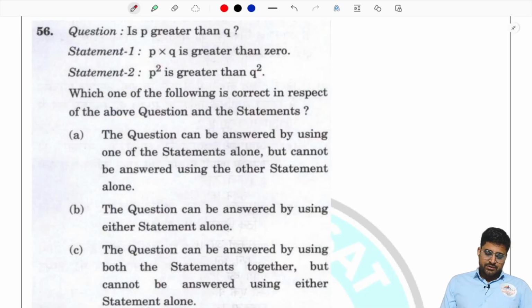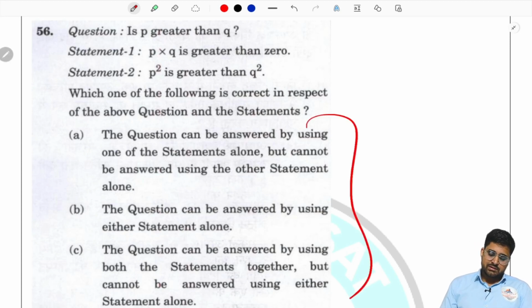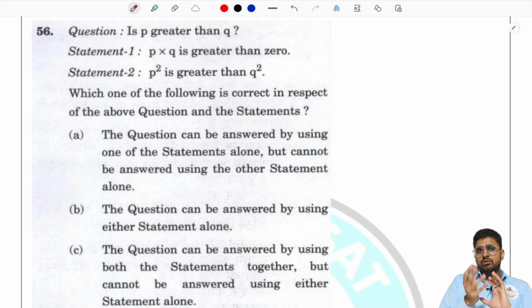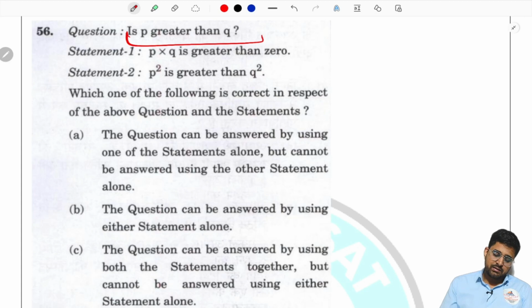Now we have a data sufficiency question. In these kinds of questions, you need not solve the question fully. The question demands whether statement 1 and statement 2 are correct or not, or whether these conditions can be fulfilled or not. So there is no need to calculate, no need to attempt to fully solve this type of question. Let's start. The question says, is P greater than Q? We have to find out whether P is greater than Q or not.